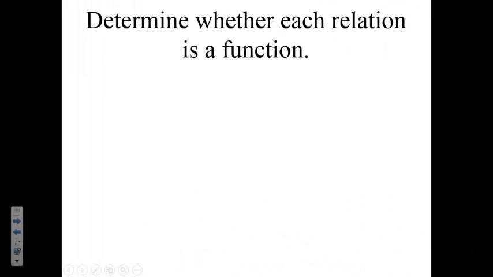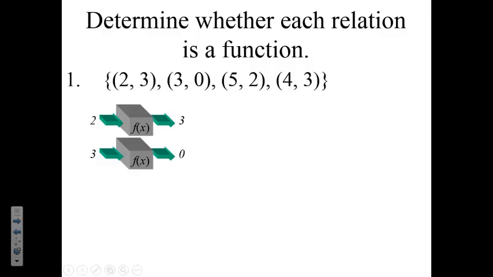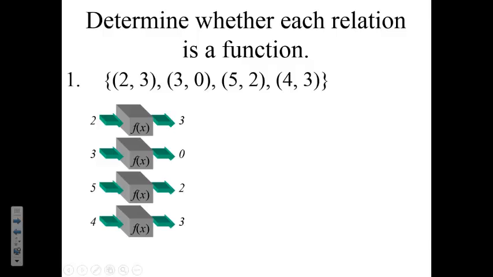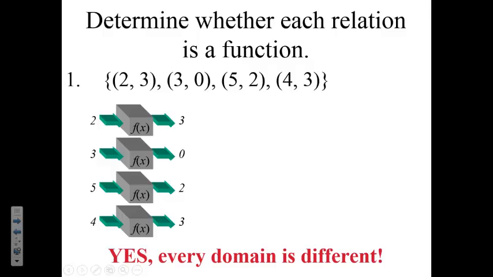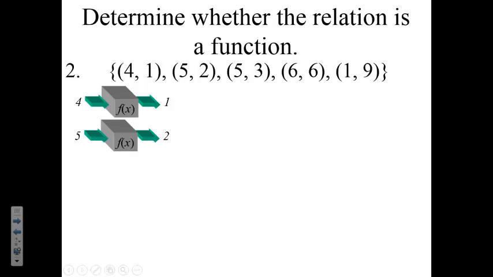Now we're going to determine whether each relation shown is a function. Is this a function? Well, the first thing I do is I look to make sure x is not repeated. X is not repeated, so I don't have to worry about it. It's a function. 2 maps to 3, 3 maps to 0, 5 maps to 2, and 4 maps to 3. Every domain is different.